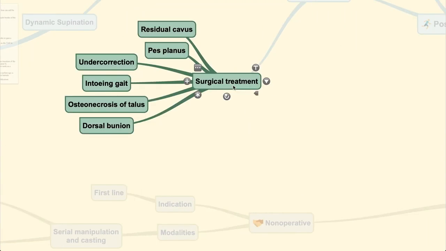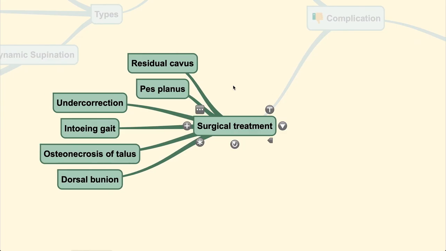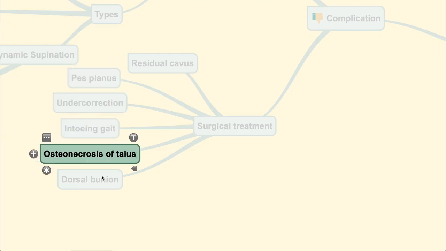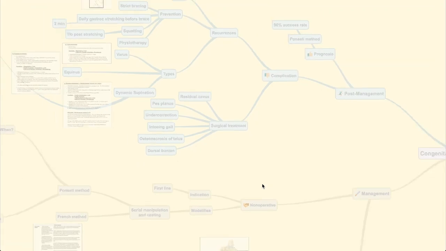Now, last but not least, the surgical treatment for the CTEV does bring several complications such as residual cavus, pes planus, even undercorrection, in-toeing gait, osteonecrosis of the talus, and also dorsal bunion. That would be all for today's video regarding CTEV's complication and management plan.